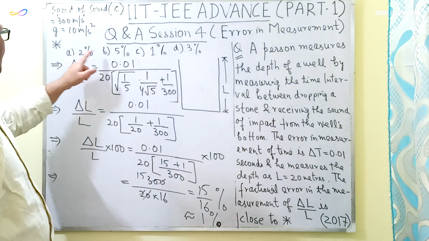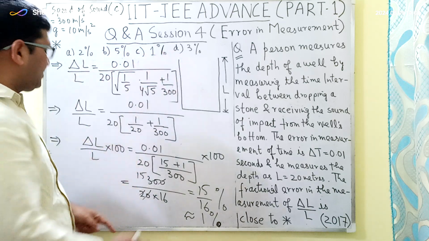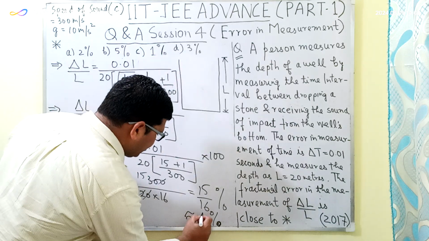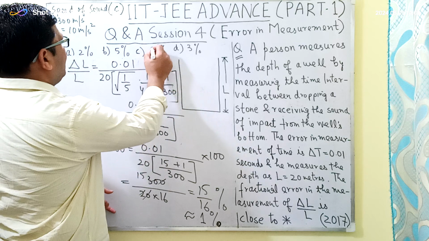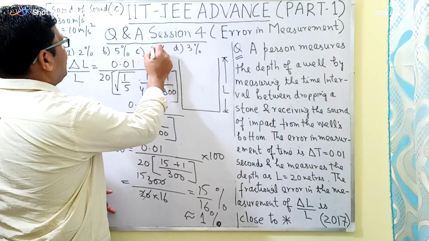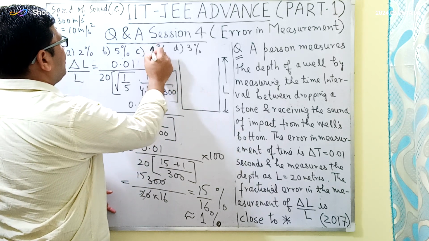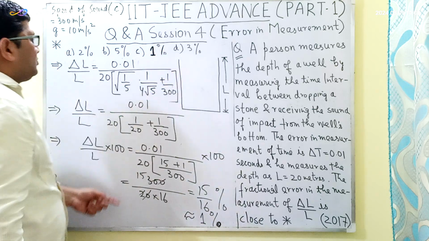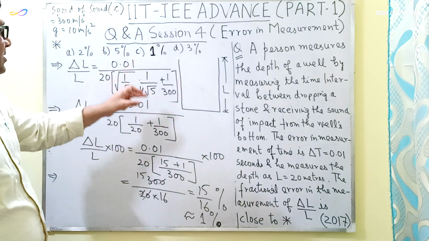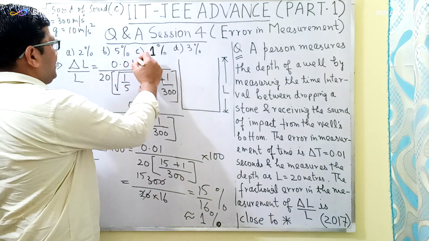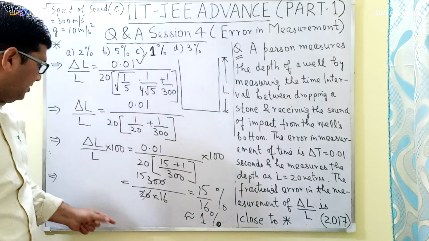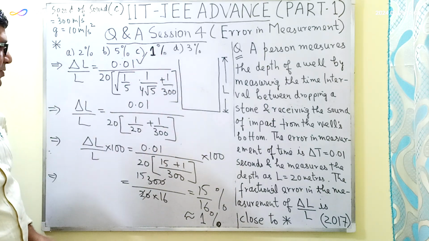So there are 4 options: 2%, 5%, 1%, and 3%. So our correct option is C, which is 1%. This one. So the correct option in this case is the option C, which is 1%. So in this way we have to solve this question.